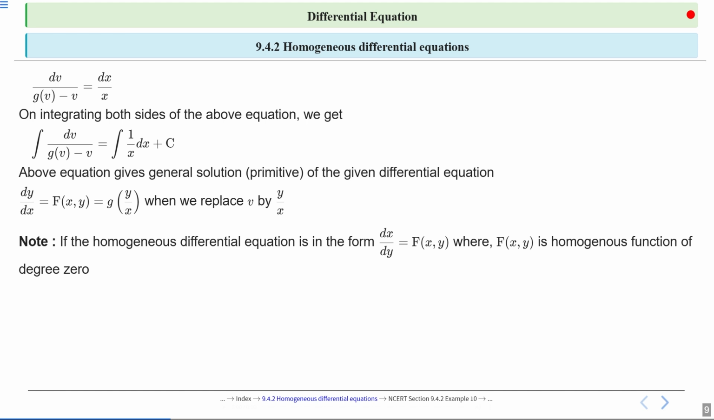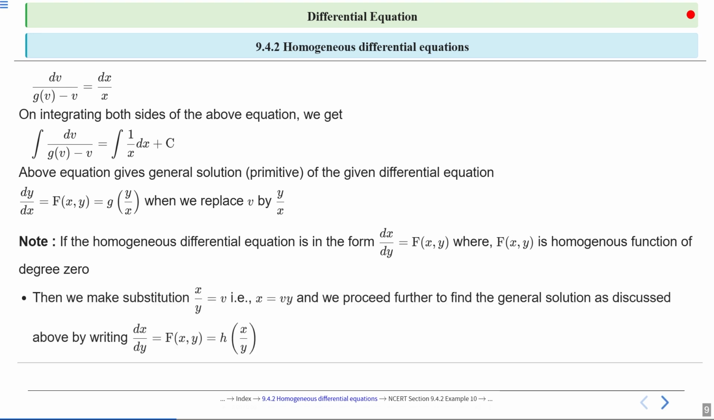Okay. And if the differential equation is of the form dx by dy is equal to f(x, y), where f(x, y) is a homogeneous function of degree 0, carefully observe that here there is dx by dy, while in the previous one there is dy by dx. So if the equation is of the form dx by dy is equal to f(x, y), then we use the substitution x by y is equal to v, that is x is equal to vy. And we proceed further to find the general solution as described above by writing dx by dy is equal to f(x, y) is equal to h(x by y).